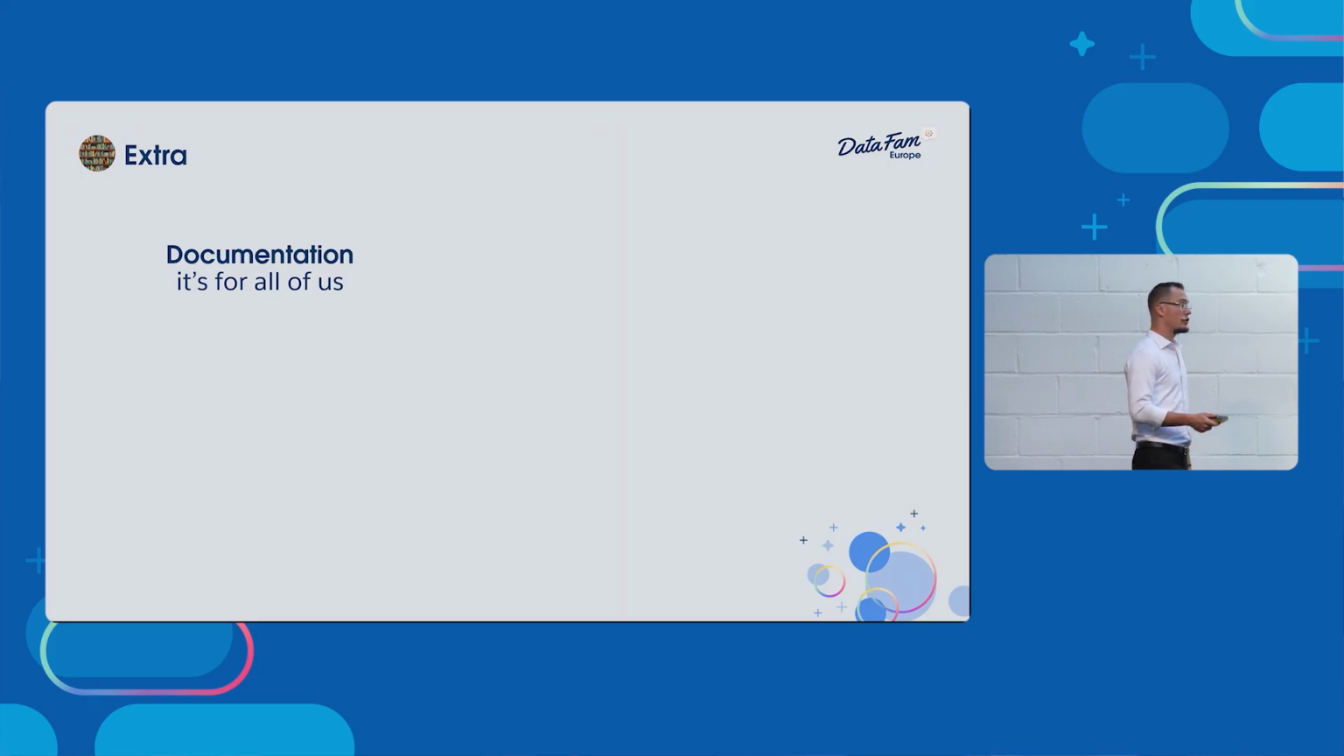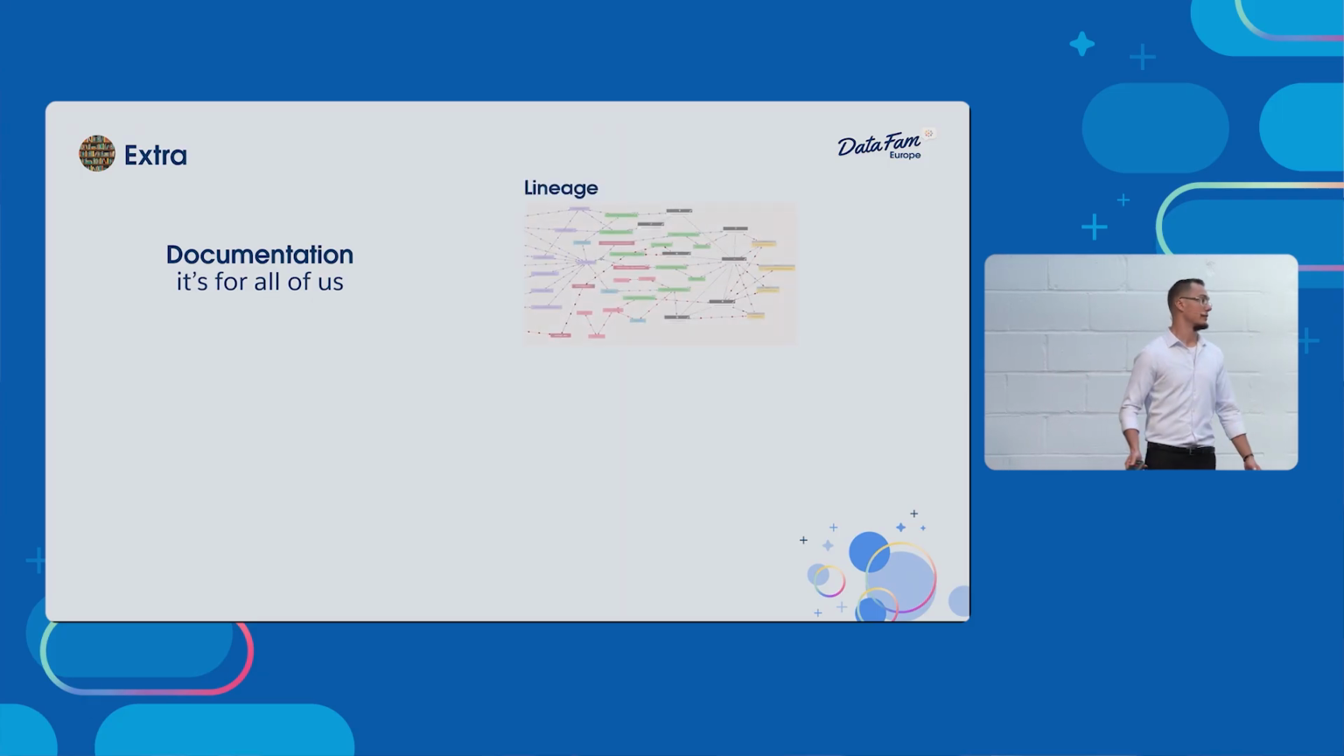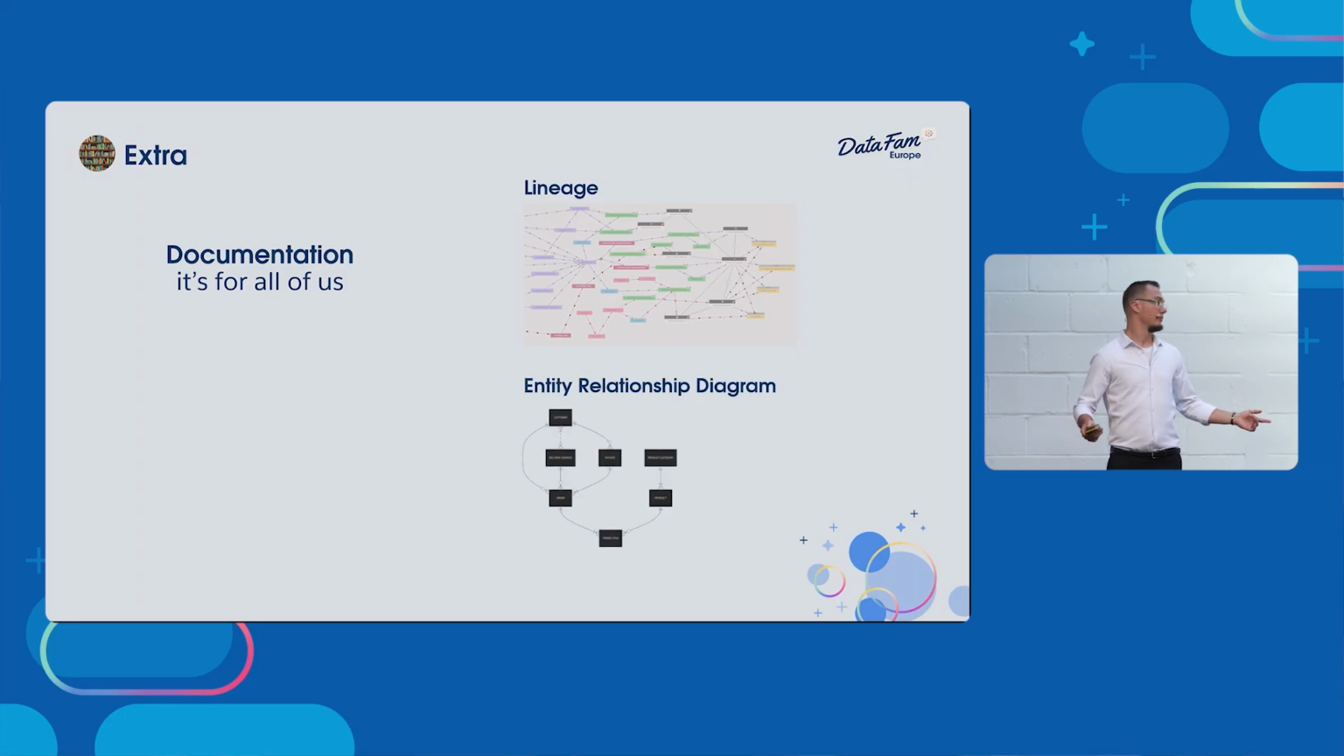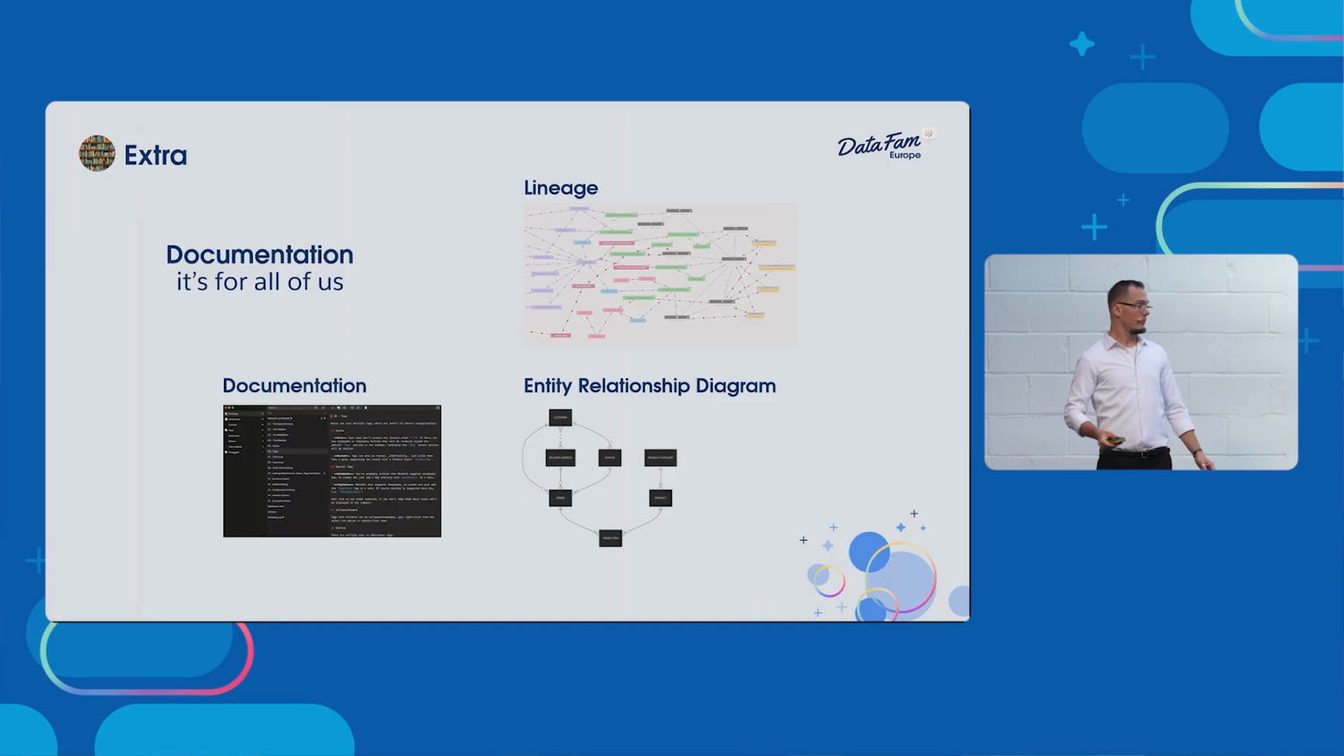Extra. Documentation, it's for all of us, honestly. Lineage, it's gotta be out there. Entity relationship diagrams. This is something that we showed at the beginning when I was showing you that I'm taking out a couple of tables from the joins. And documentation. You gotta have it. This is not negotiable.